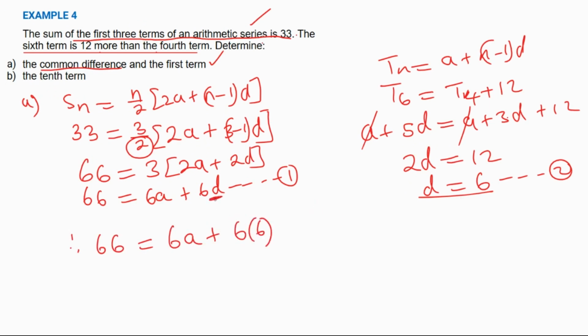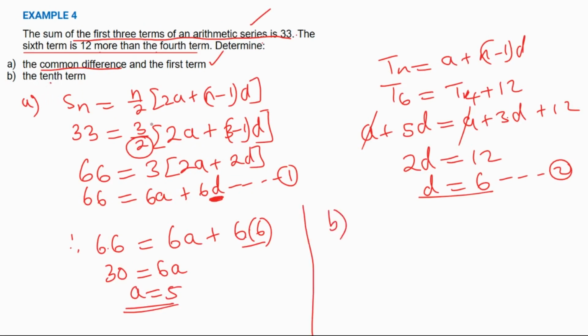Okay, d is 6. Substitute d there. Then it becomes 36. 66 minus 36, that is 30. So 30 is equal to 6a. And then divide by 6 on both sides of the equation. a is equal to 5. Okay, that is a. And then b.